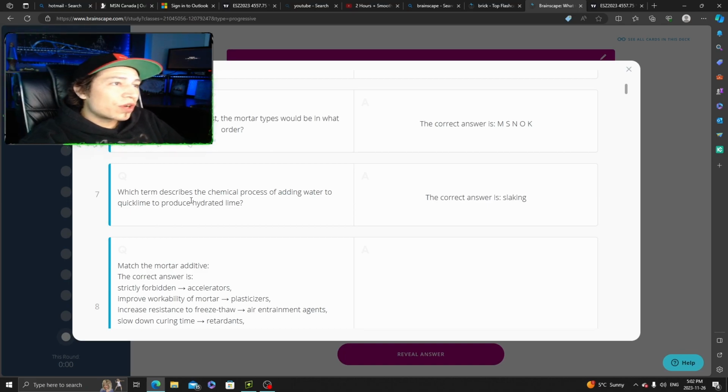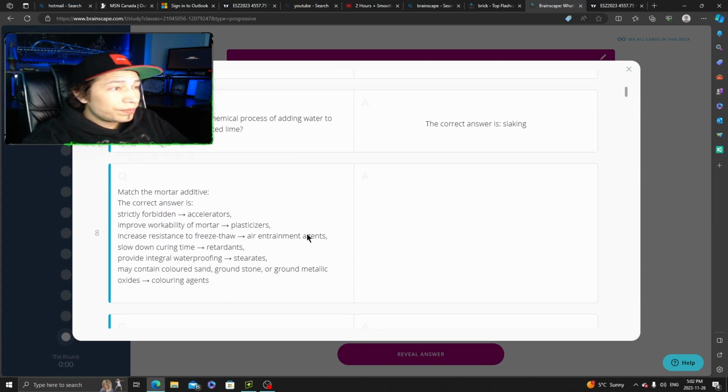Which term describes the chemical process of adding water to quicklime to produce hydrated lime? Slaking. Slaking describes the chemical process of adding water to quicklime to produce hydrated lime.